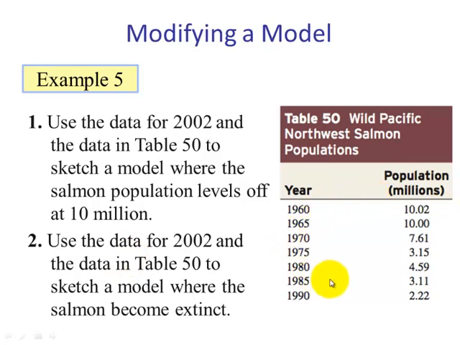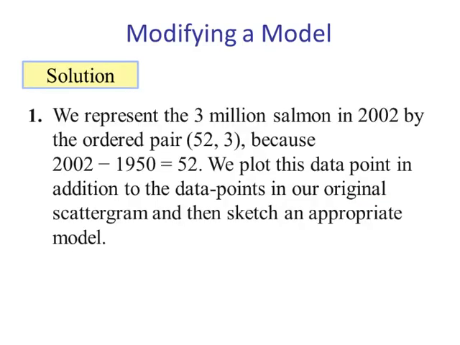So this example is illustrating that we're going to come up with 2 different cases where we model this data. We add the additional data point, but we will end up with 2 different scenarios at the end. One will have the population leveling off, and the other will have the population becoming extinct. Now the first thing we have to do is add our new data point. We're going to use the ordered pair (52, 3) because 2002 is 52 years more than 1950. For the y coordinate, we're going to use 3 because our units are in millions.